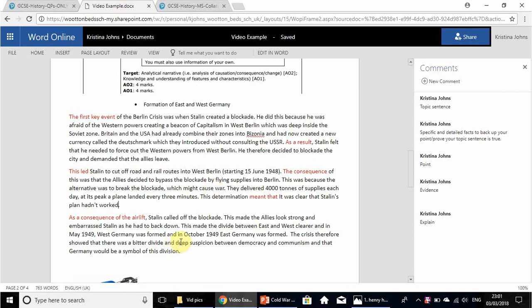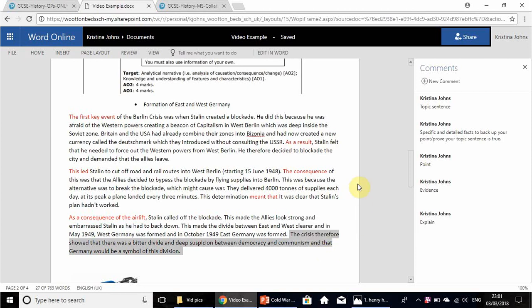Now I'm going to finish off by saying what the consequence of the airlift was to round it off, without going beyond 1949. So I've said that he stops the blockade, and then I've given a fact about the fact that Germany is divided into East and West, and then I've just finished it off with a nice rounding off sentence, this one here. The crisis therefore showed there was a bitter divide and deep suspicion between democracy and communism, that Germany would be a symbol of division. So that's a nice sort of rounding off sentence.